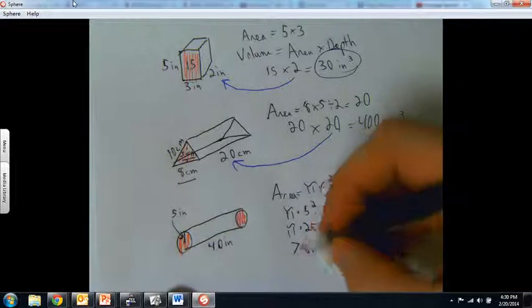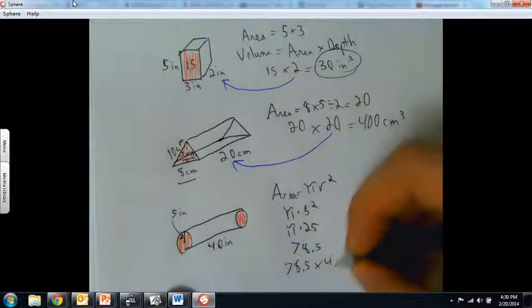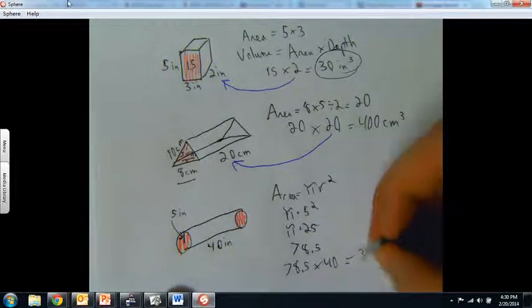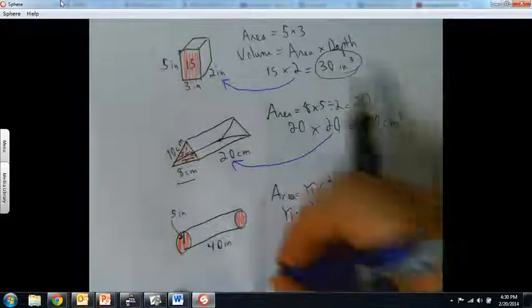Take that 78.5, multiply it by the depth of the shape, times 40, and I get 3140 inches cubed. Once again, that 40 comes from the depth.